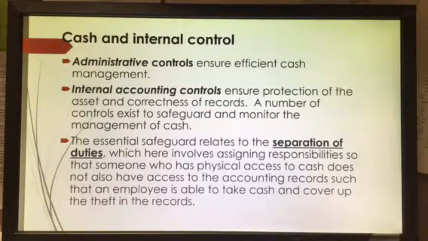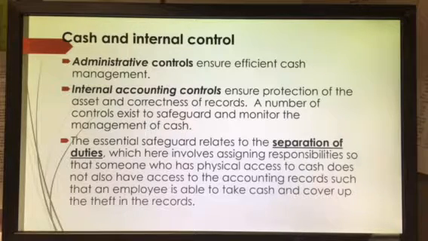We talk here about cash and internal control. Cash is an interesting asset because it's the easiest one to steal, in a sense. Once you have someone else's cash, they're very often not able to determine that it was in fact their cash. Administrative controls ensure efficient cash management.